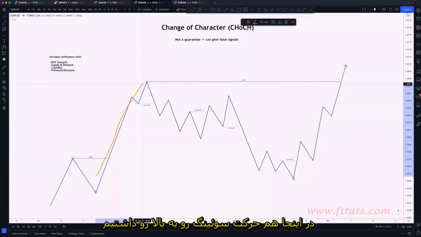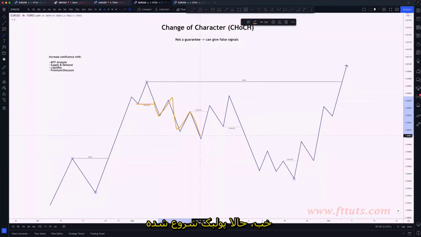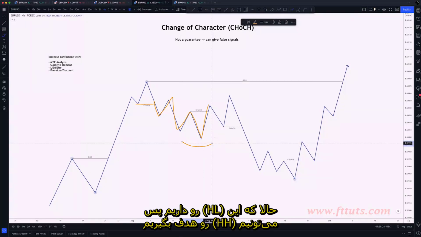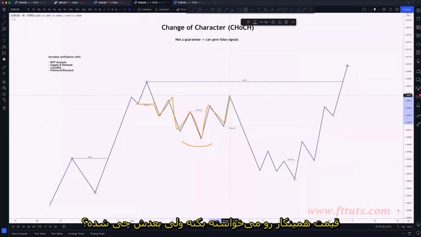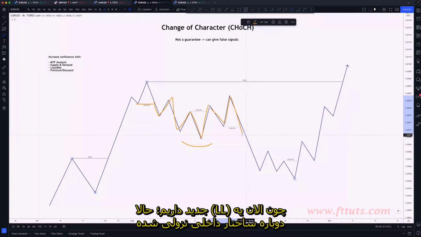So again, we get that swing movement up. We see that change of character, that first sign of a lower low. Okay, pullback is now starting. It stays bearish, but then we get a bullish change of character where we get that first internal higher high. Okay, maybe now this tells us that the higher low is in place and we can target that higher high. Price tries to do that, but then what happens? It fails to do so, and now we get another bearish change of character, okay? Because now we've got another lower low. So the internal structure has now switched bearish again.